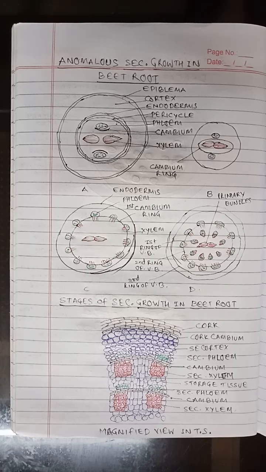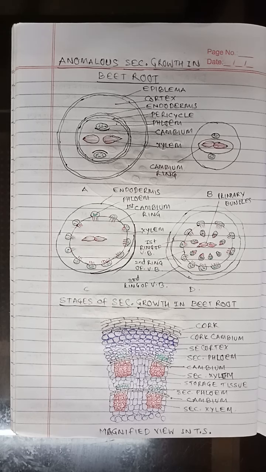Similarly, more and more cambial rings develop from the cells of pericycle, which give rise to secondary vascular bundles of new rings and more storage parenchyma tissue. Ultimately, at the end, the pericycle forms the cork cambium, which produces cork on outside and secondary cortex, that is phelloderm, on the inner side.